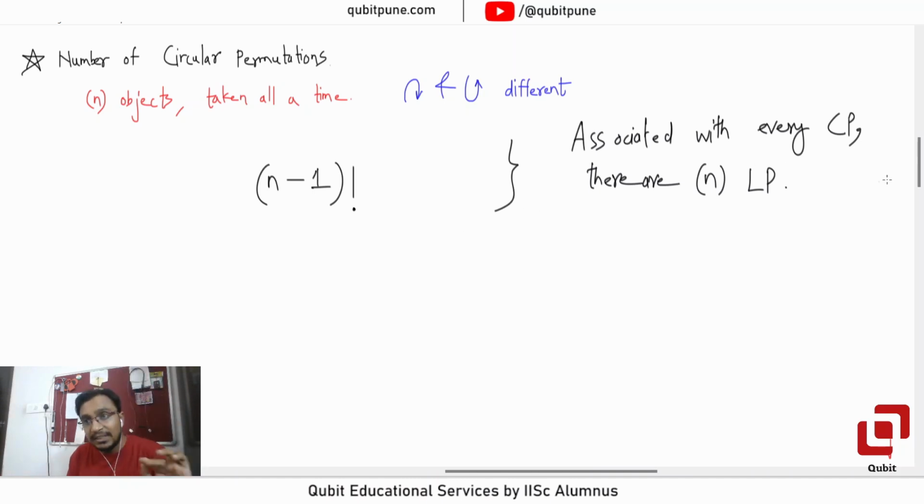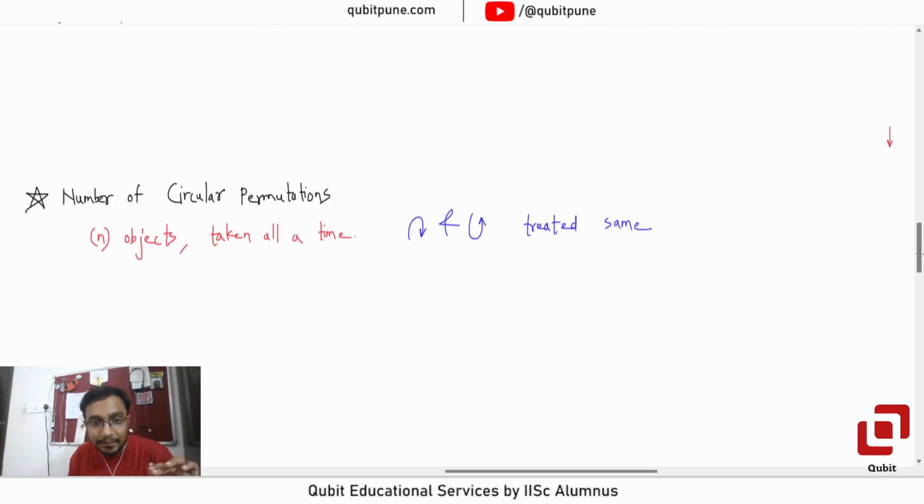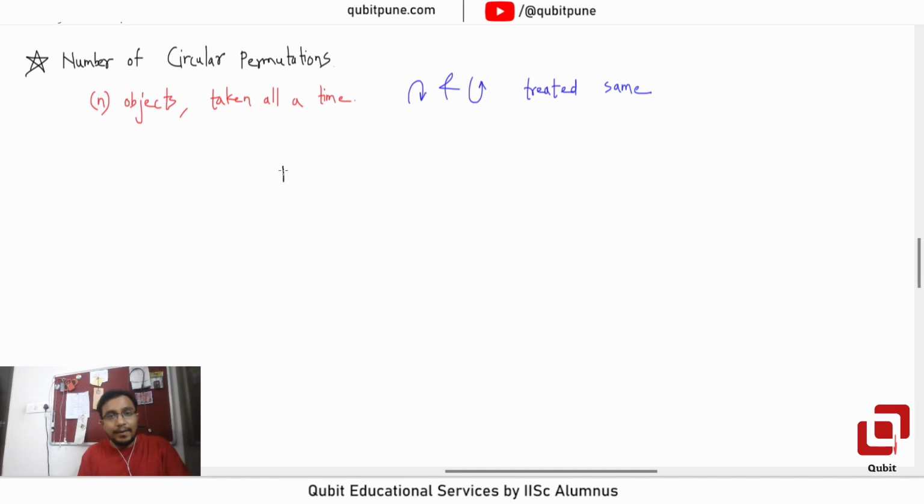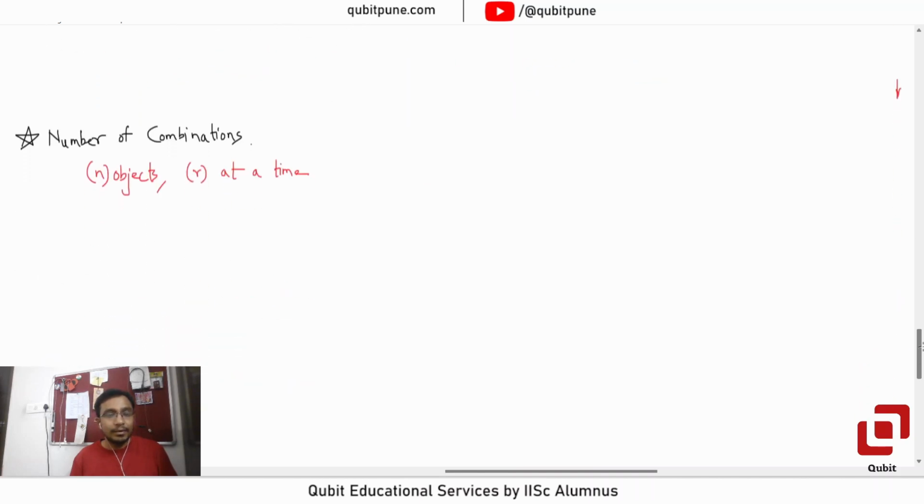If you treat clockwise and anti-clockwise as same, then it becomes n minus 1 factorial divided by 2. Okay, it becomes n minus 1 factorial upon 2.